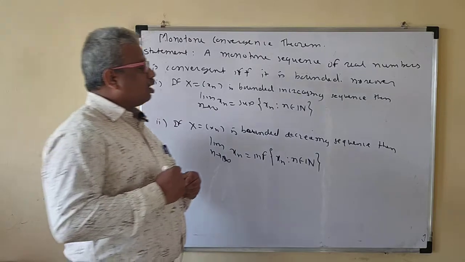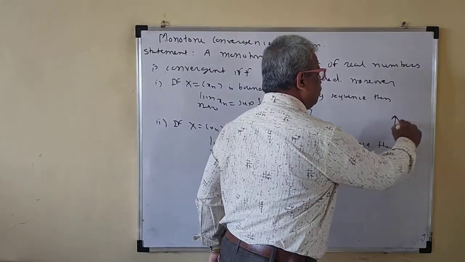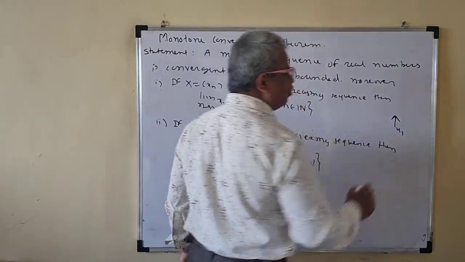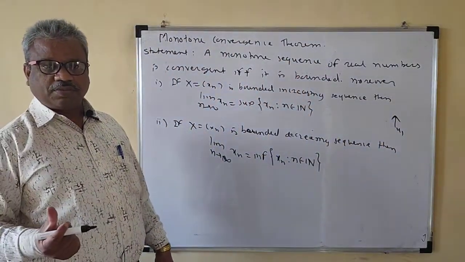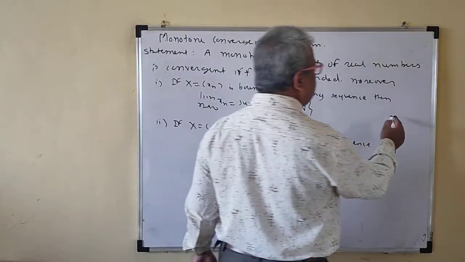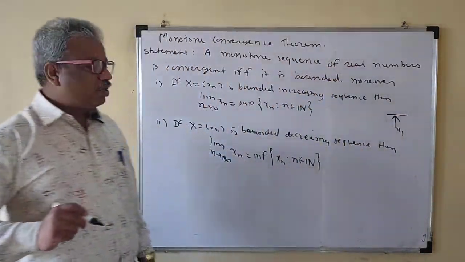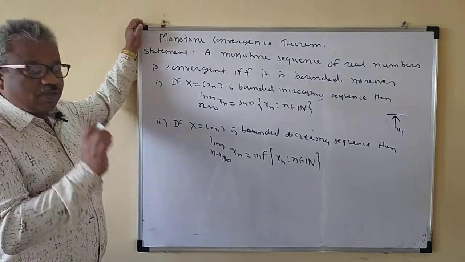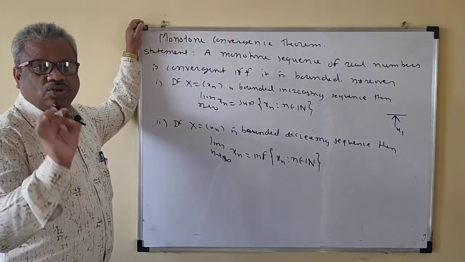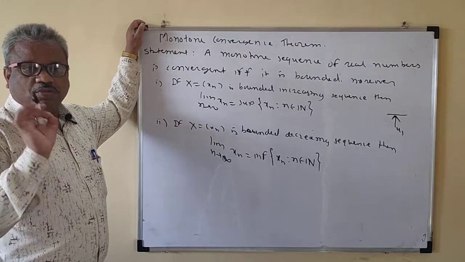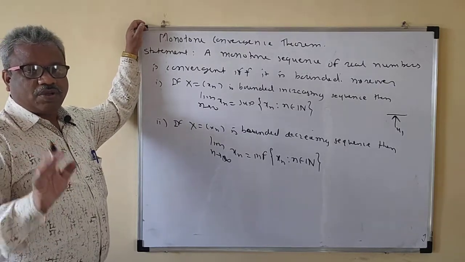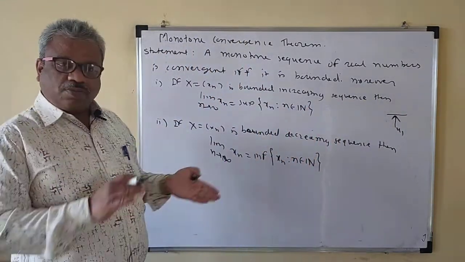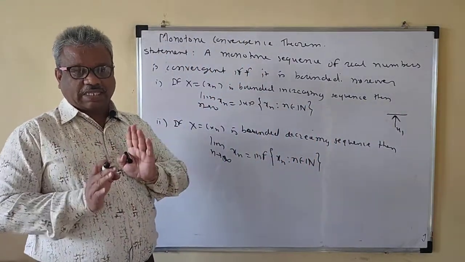If a sequence is increasing, the first term is the lower bound of the sequence. Only we have to show that it is bounded above. This theorem tells you that if a sequence is monotonic increasing, show it is bounded above. Then it is bounded, because x1 will be the lower bound. A bounded sequence has a lower bound and an upper bound.